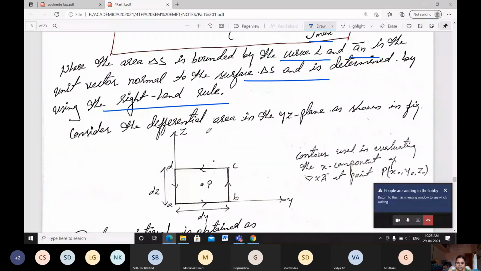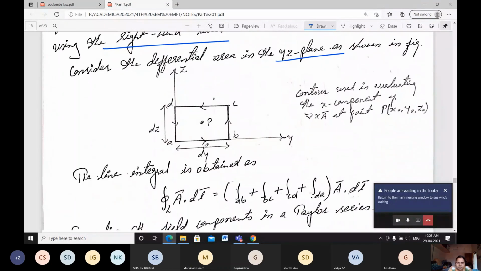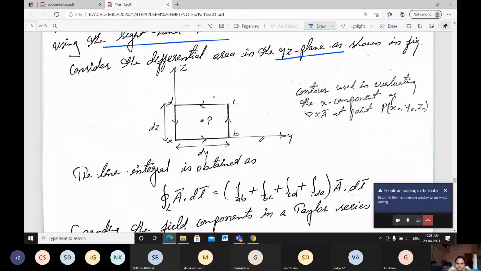Then consider a differential area, here varying in terms of the y and z plane. Observe here, this is a yz plane. Here a point P is represented, and it has the rectangular shape A, B, C, D. Here the distance is dy, and here it is dz. The figure is the contour used to evaluate the x component of del cross vector A at point P of x0, y0 and z0.